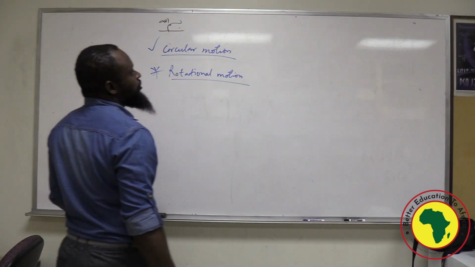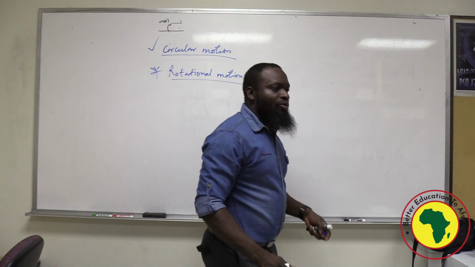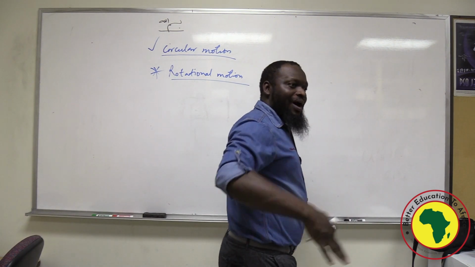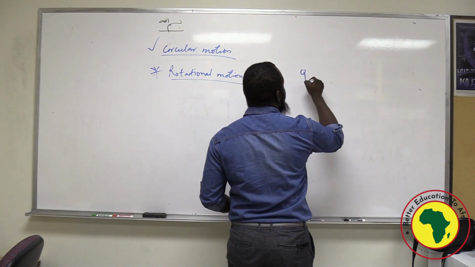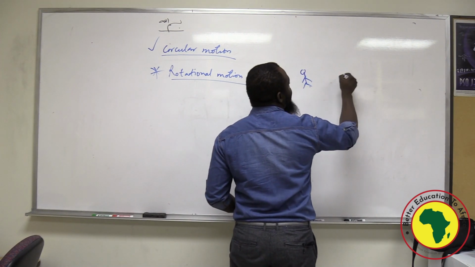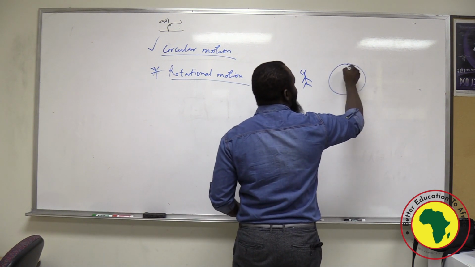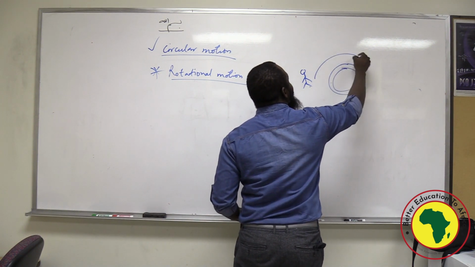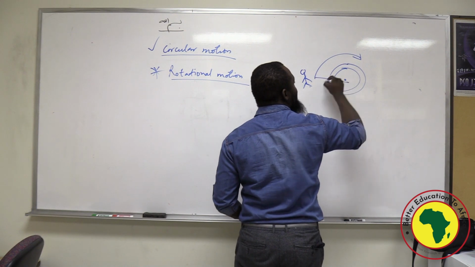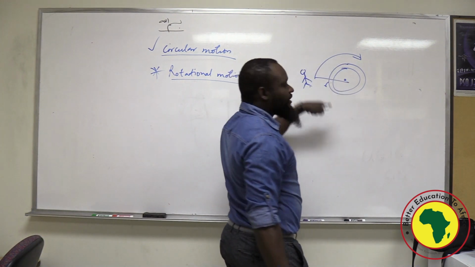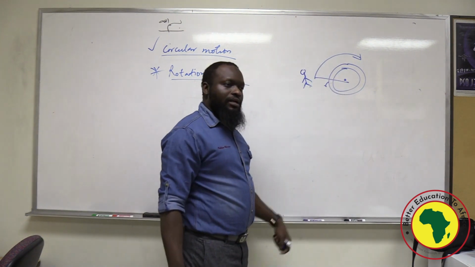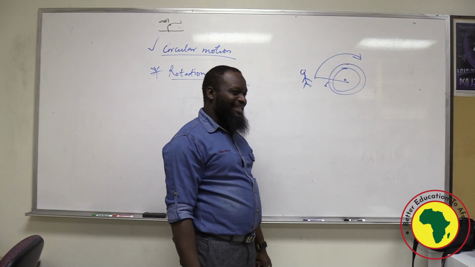Okay. So when you move in a circle, you move about a point outside you. So you are here, and there is a circle here, like a bathtub, and you are going around this bathtub. So this is the center of your circle, R. You are going in a circle. You are not rotating.